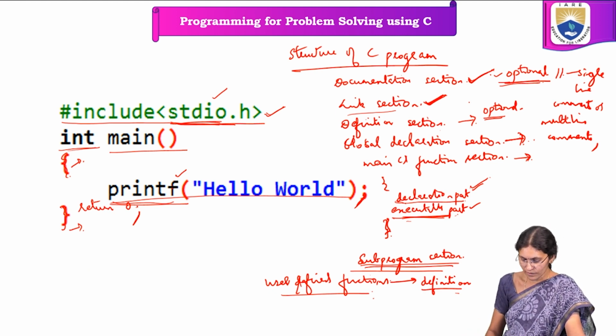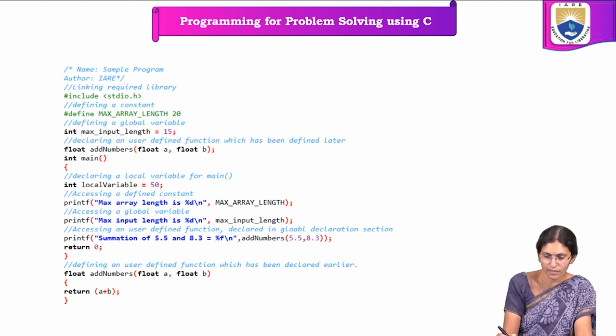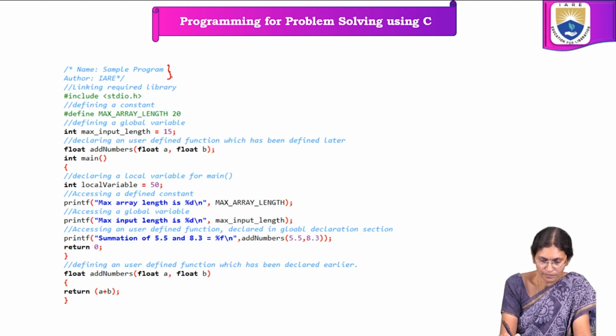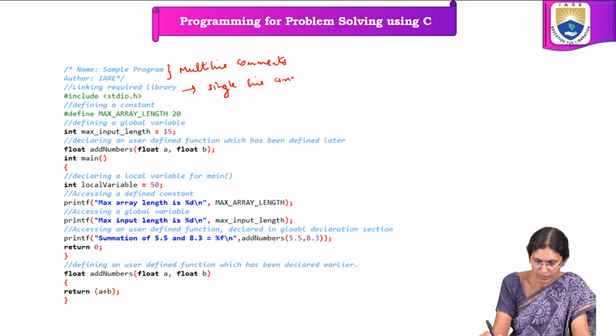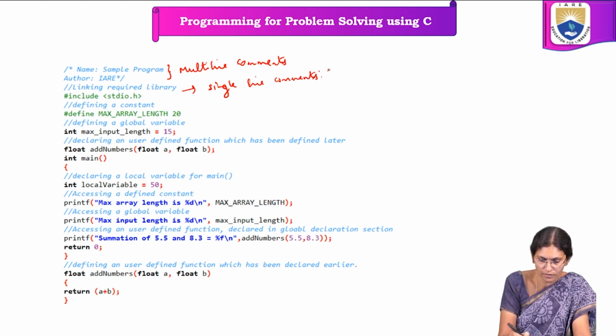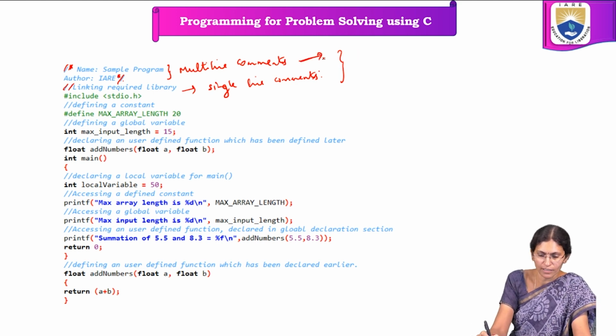So let us understand these different sections with the help of one more program. This is another program you can see here. These are multi-line comments, and these are single line comments. So these are single line comments, and these are multi-line comments. In the documentation section, we have included multi-line comments: the name, sample program, author is IARE.